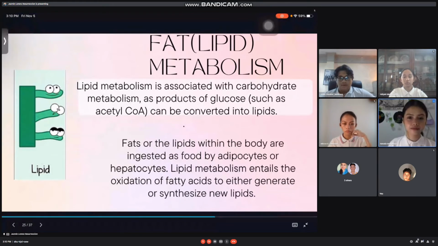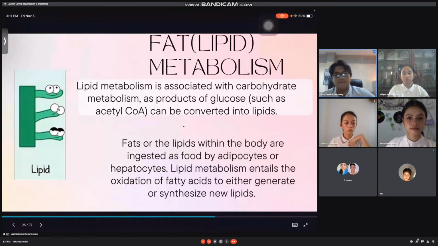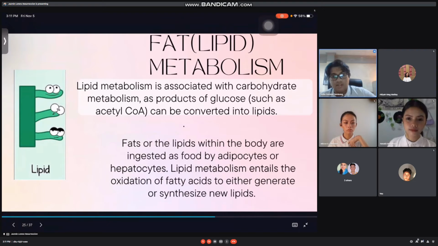Thank you. All right, let's move on to the next topic, which is fat or lipid metabolism. Lipid metabolism is associated with carbohydrate metabolism as products of glucose can be converted into lipids. Fats or lipids in the body are ingested as food by adipocytes or hepatocytes. Lipid metabolism entails the oxidation of fatty acids to either generate or synthesize new lipids. So, in order for us to create new fats or lipids within our body, lipid metabolism is an important step in that process.